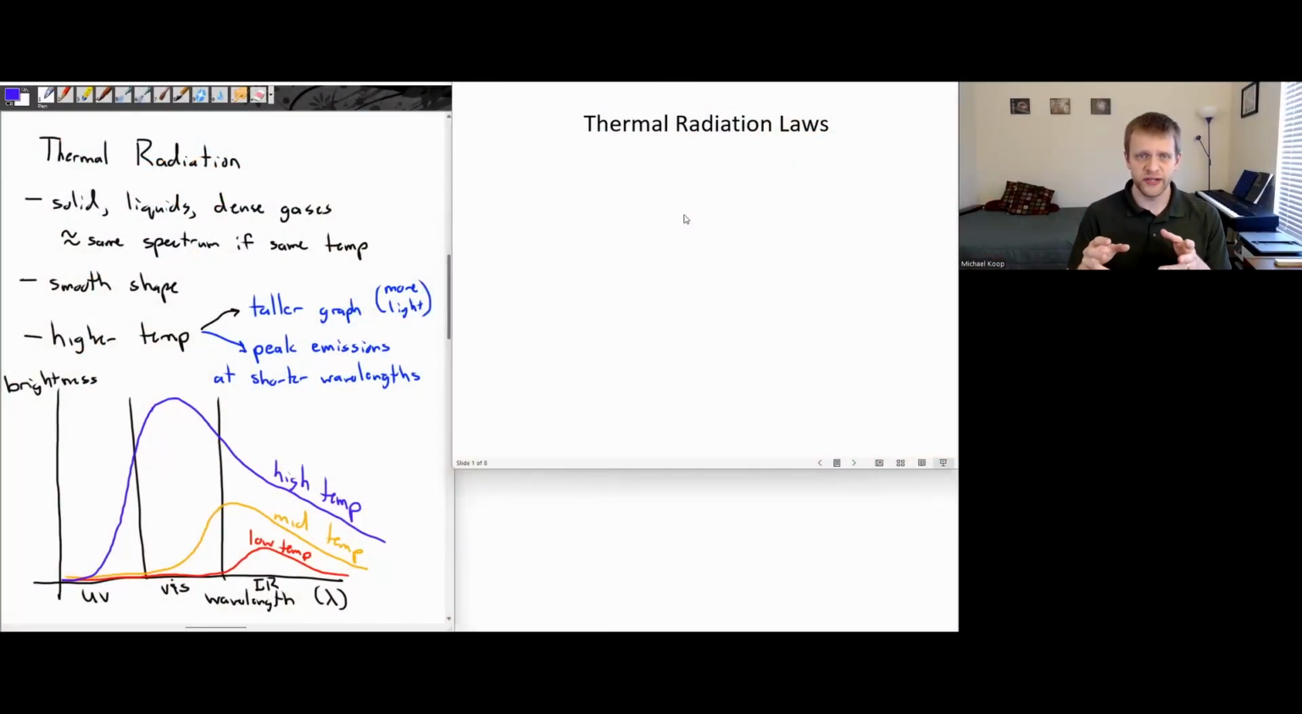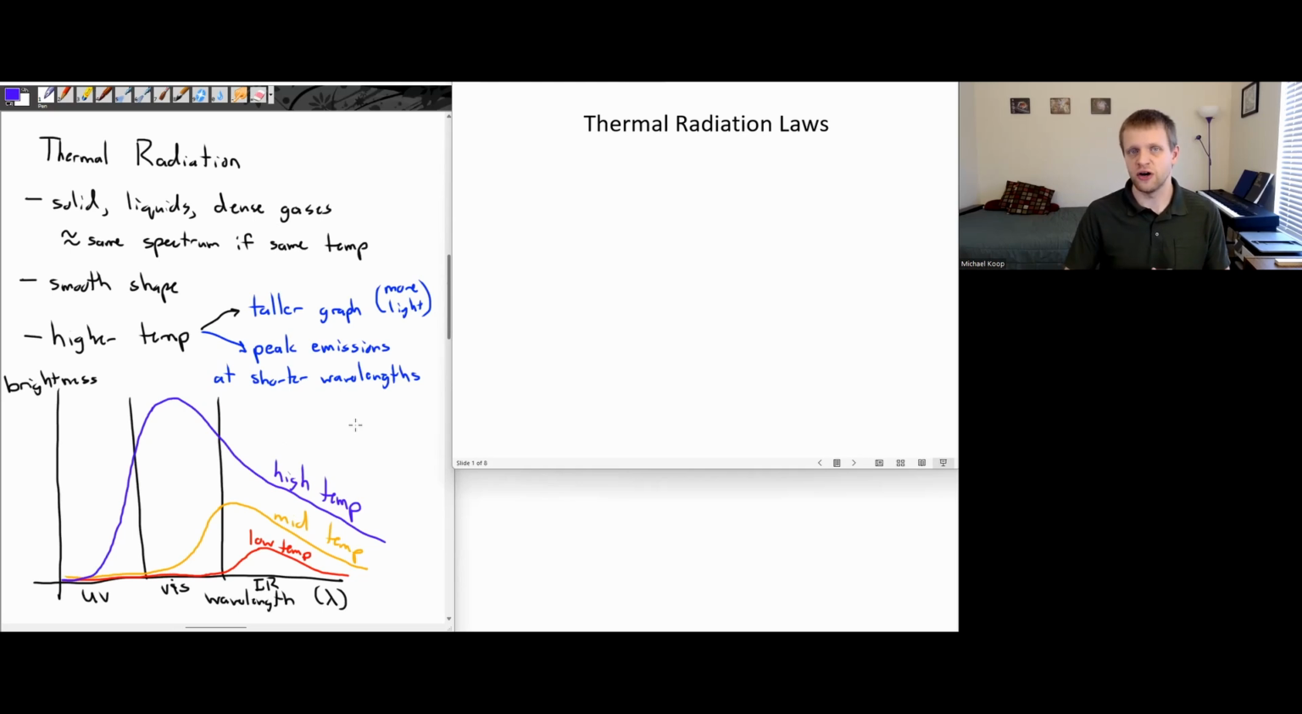So in the last session, we talked about the properties of thermal radiation, where if I have a solid, liquid, or dense gas, that object will give off a smooth spectrum of light, a range of different colors of light that depend on the temperature. The higher the temperature, the brighter that source was. So the higher the graph overall. And the higher the temperature, the more of that light was given off at shorter wavelengths, higher frequencies, higher photon energies. So the more the peak of this graph shifted to shorter wavelengths.